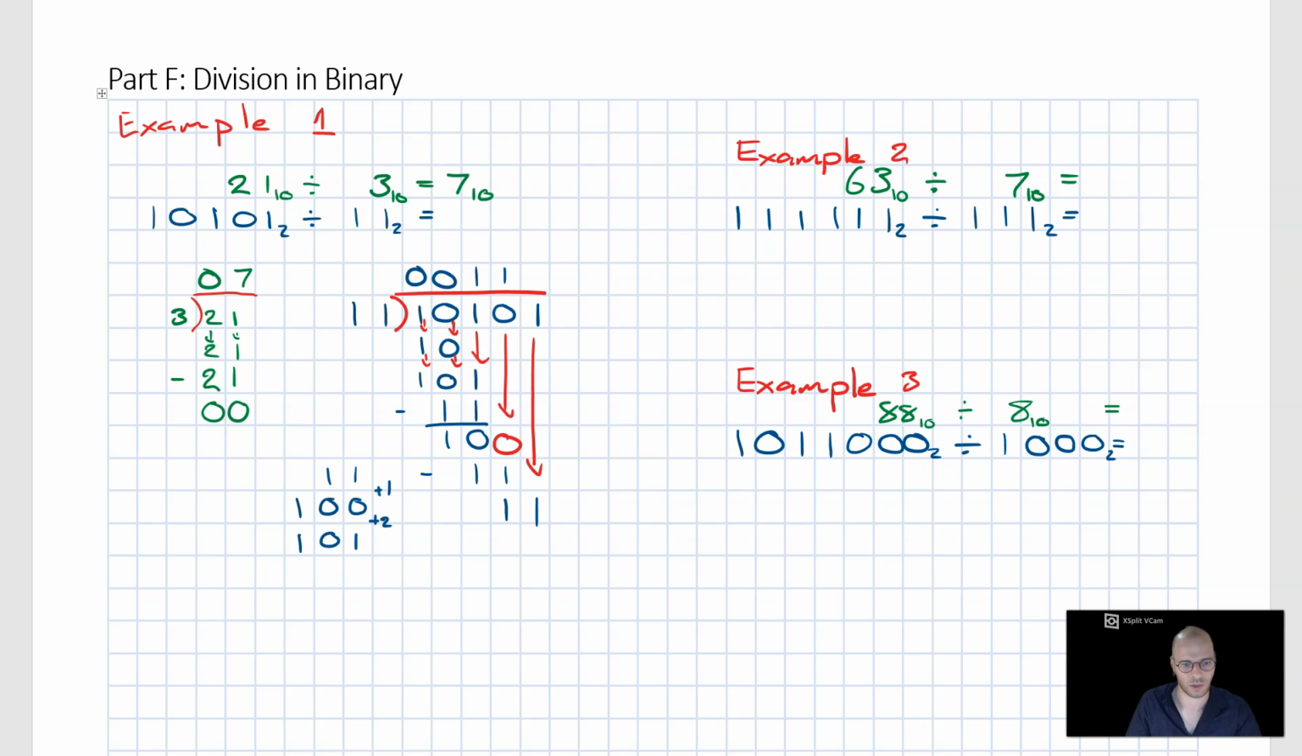And then we say, does 11 fit into 11? And of course it does. Therefore, taking away everything else, we get 0, 0, and we're done. So our answer to this question is 111, base 2. So that's the equivalent of 7 in base 10. So we've done this correctly. So a bit of a tricky question, but not too bad with practice.